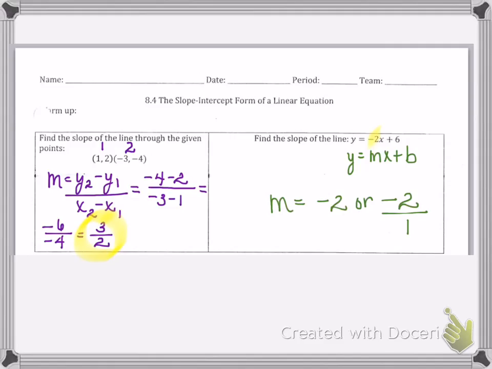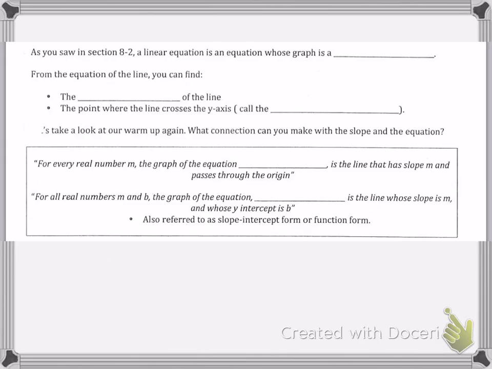-2 over 1. Moving on to the 8-4 notes, we're going to take a look at some reflections on section 8-2. In 8-2, you learned about linear equations being an equation whose graph is a line. So you're going to fill in the blanks. From the equation of a line, you can find two things. You can find the slope.